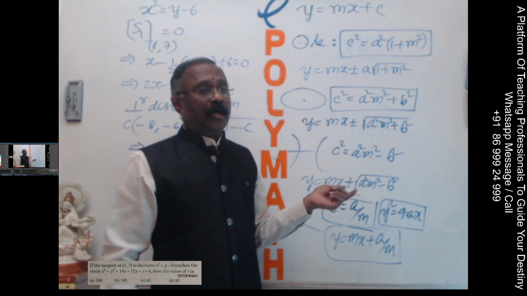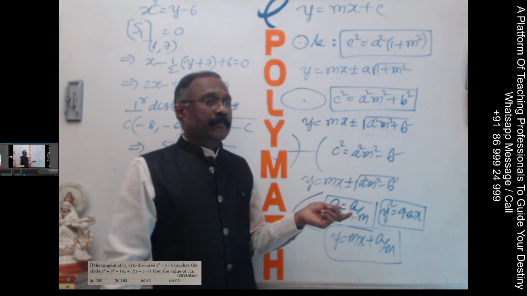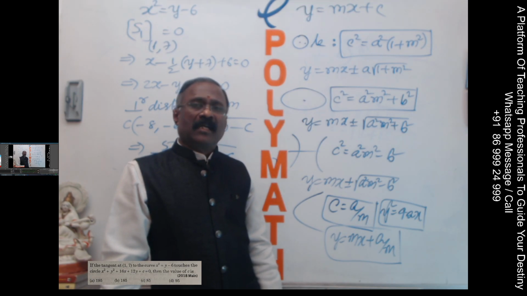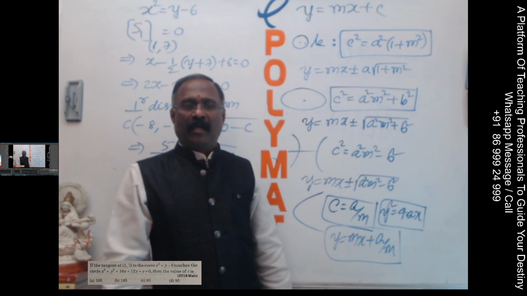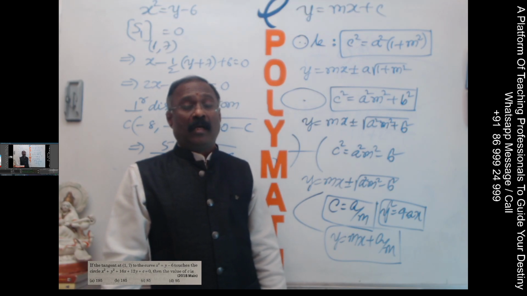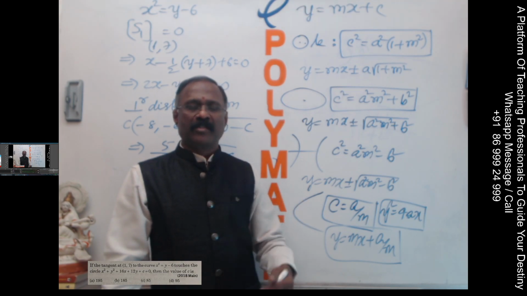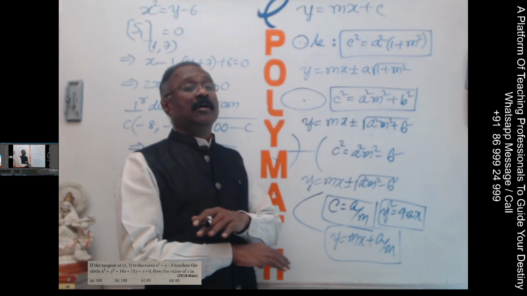See, whenever this line is in the form of y is equal to mx plus c, and the curve is in the standard form, x square plus y square equal to a square, circle, and parabola is y square equal to 4ax, and ellipse is x square by a square plus y square by b square equal to 1, and the hyperbola is x square by a square minus y square by b square equal to 1, all these conditions hold good.